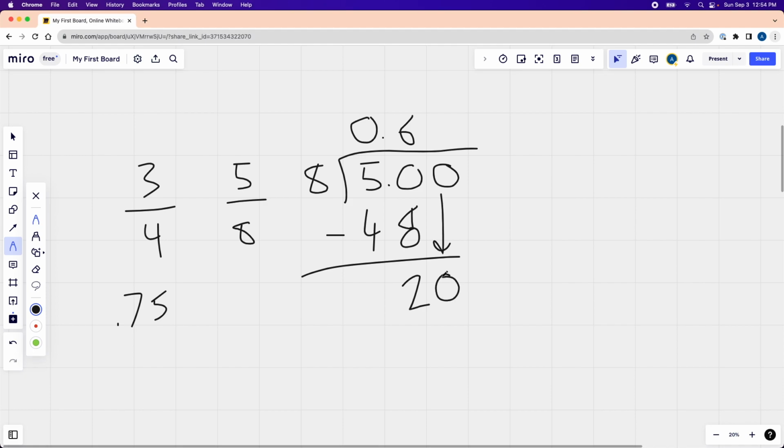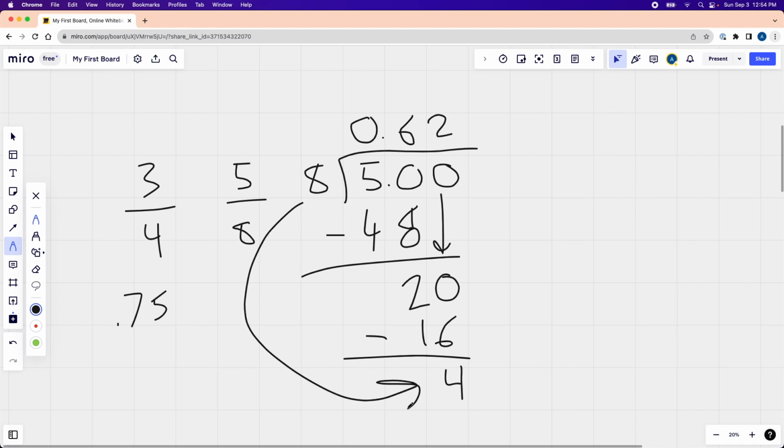Now the question is, how many times can 8 go into 20? Well, that can go into 20 2 times. 2 times 8 equals 16. So again, we are going to subtract, and that leaves us with 4. 20 minus 16 equals 4.